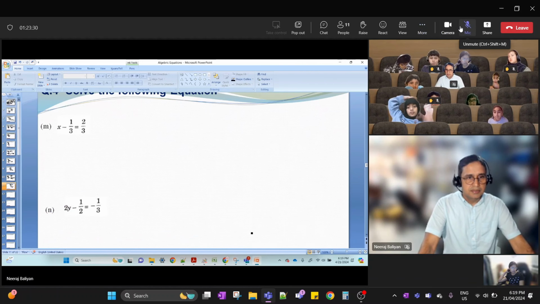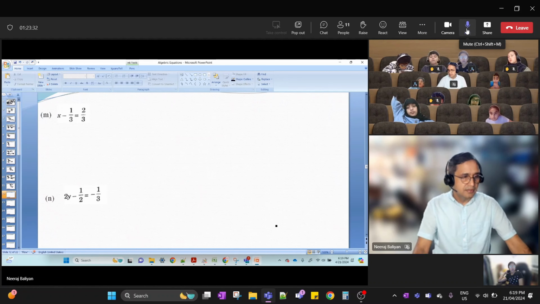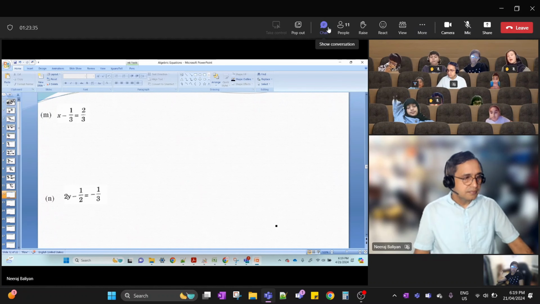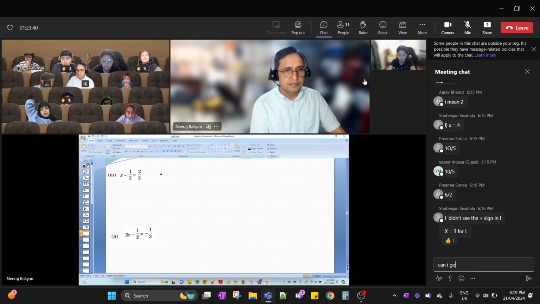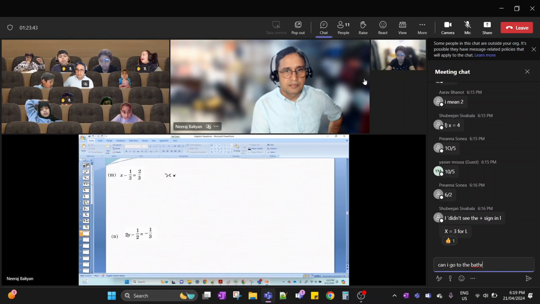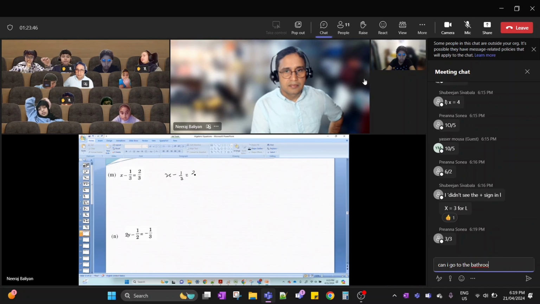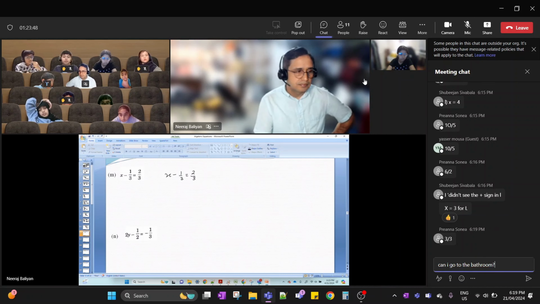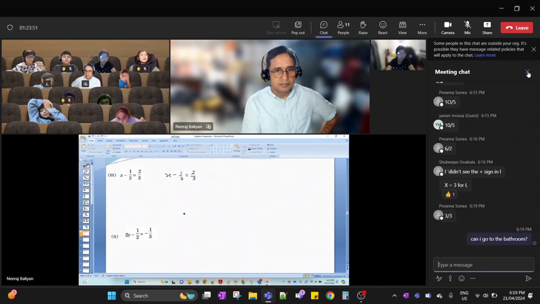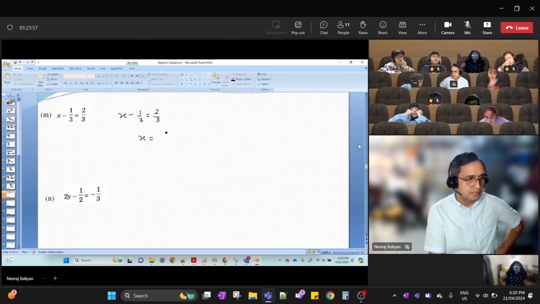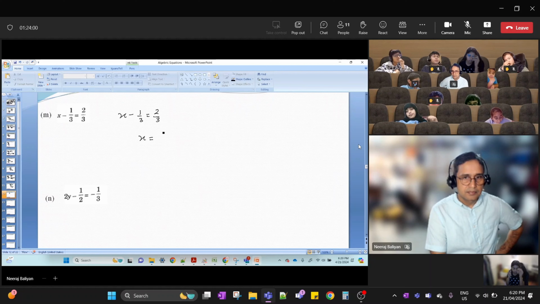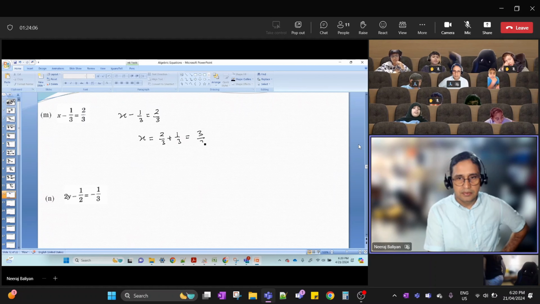Arav, this is your turn now. X minus 1 by 3 equals 2 by 3. So we add 2 by 3 and 1 by 3 to find out X. Which is 3 by 3, which is 1 whole. So X is 3 by 3, which is 1 whole. That's good. X is equal to 1.